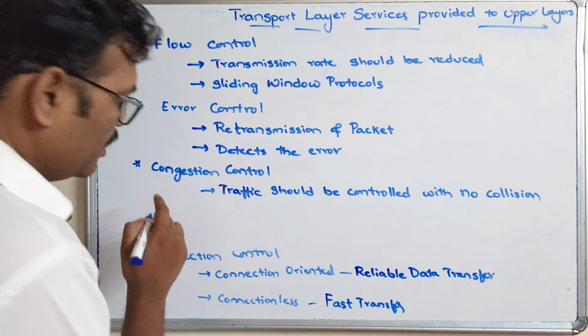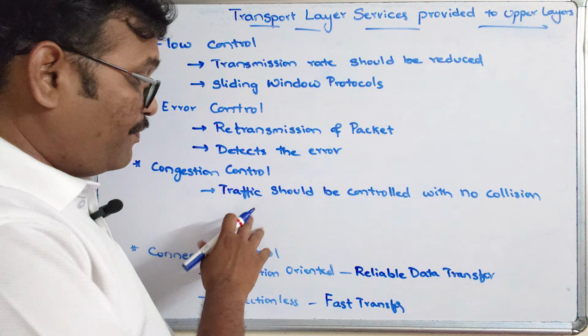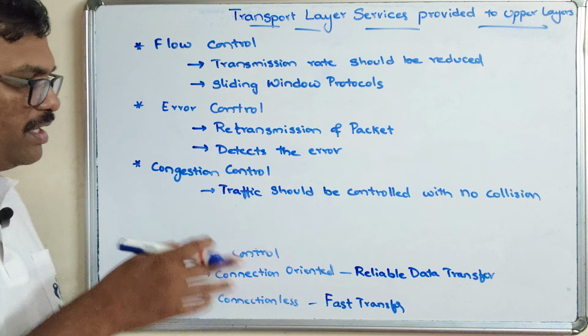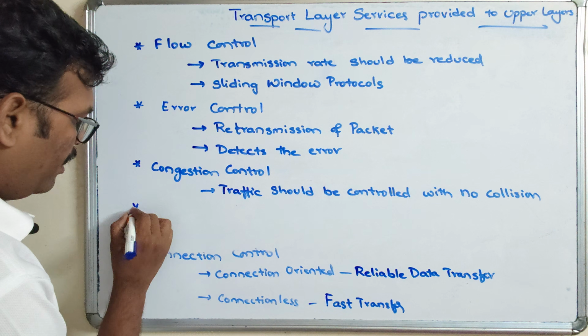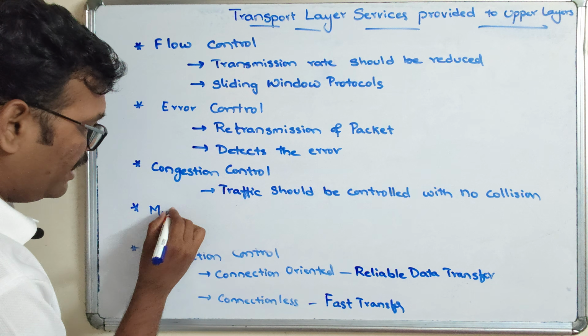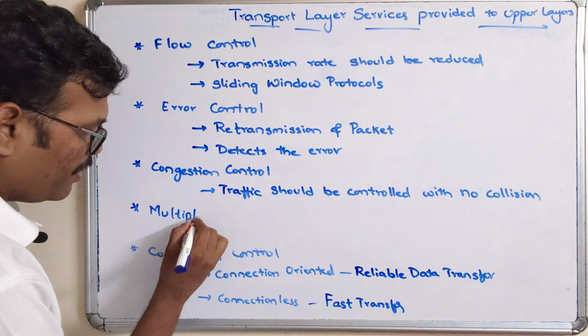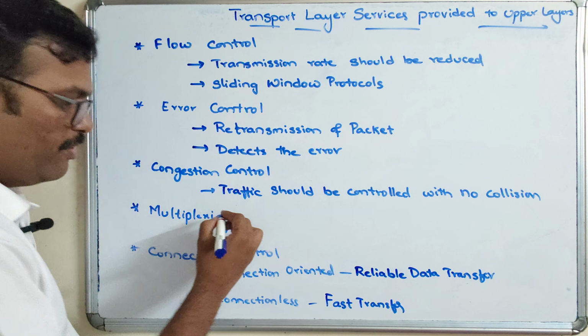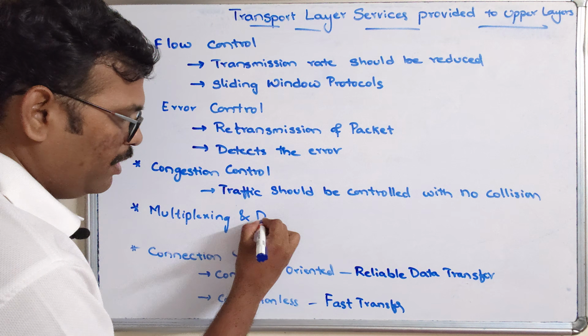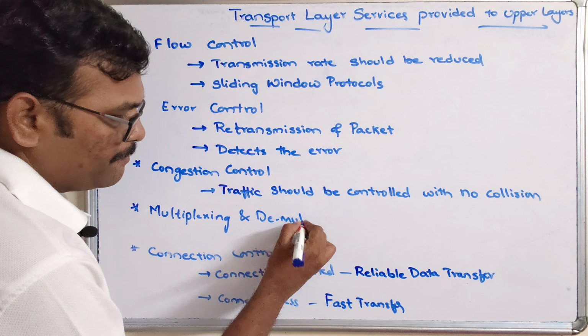Just go through that. Traffic should be controlled with no collision. Then only there will be no collision, no congestion. And multiplexing and demultiplexing. This is related to our first thing, process to process delivery, multiplexing and demultiplexing.